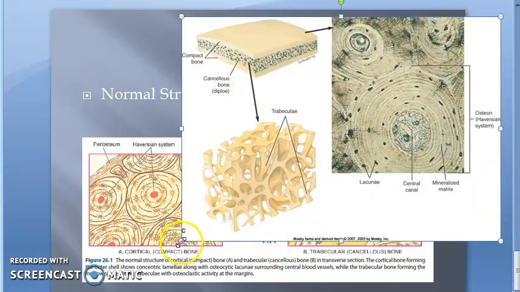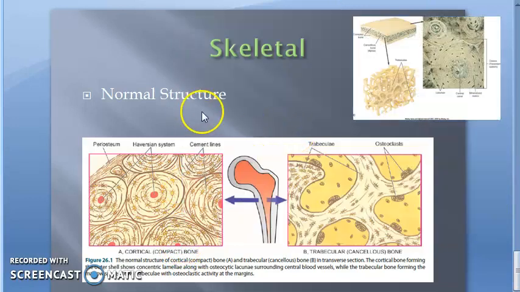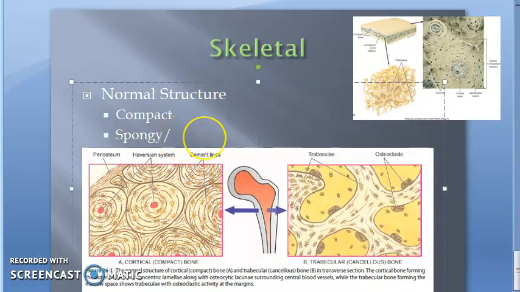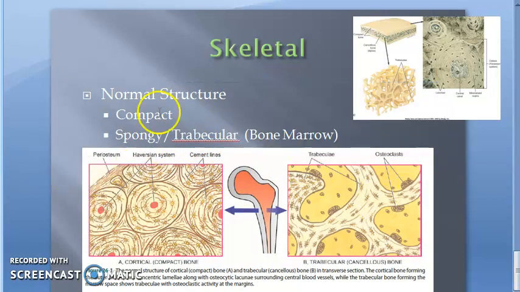They didn't put the word here. We'll just put the word here. So you have compact and spongy. Spongy is nothing but trabecular. Fine, guys. So compact is also called as cortical. 80% of the time it will be this bone only.